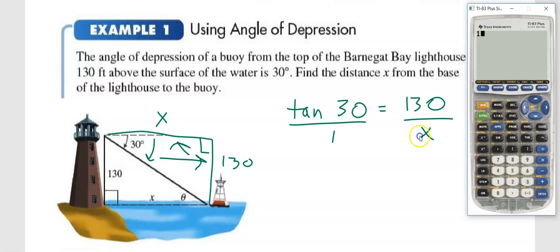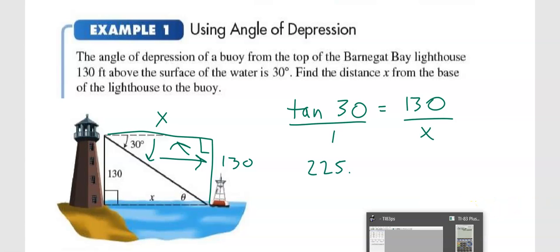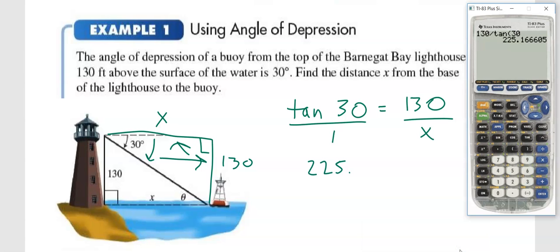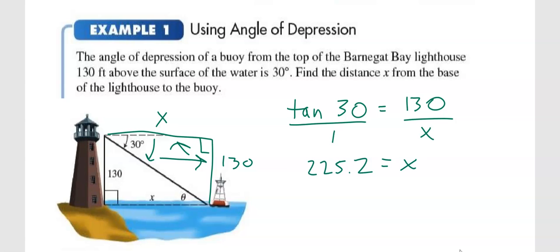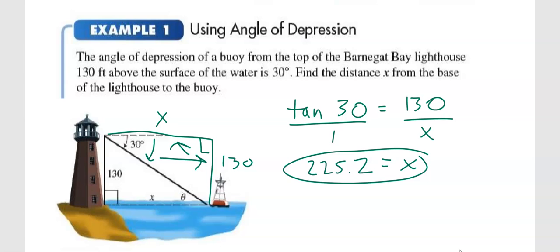And we got 130 times 1 divided by tangent 30. And so we end up with 225.2. And that is the only drawback about doing it this way. Okay. So that's your x value. Just keep in mind you're cross multiplying now, so that you understand that you're multiplying by those two and dividing by that one. That's how we end up with this 130 over tangent 30.